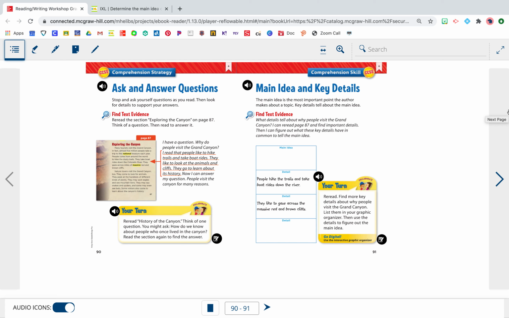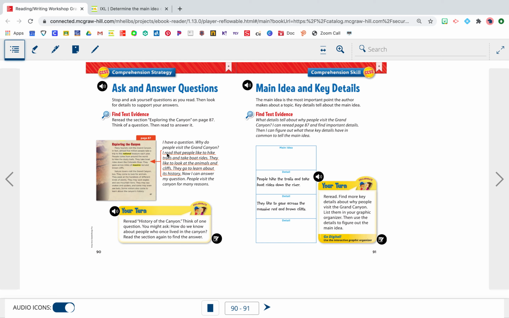Our first strategy is ask and answer questions. When we ask and answer questions, that helps our comprehension. It helps us to understand what's going on in the text. For example, yesterday we read about the Grand Canyon. So your question might be, why in the world do people want to go see this Grand Canyon? What makes it so special?